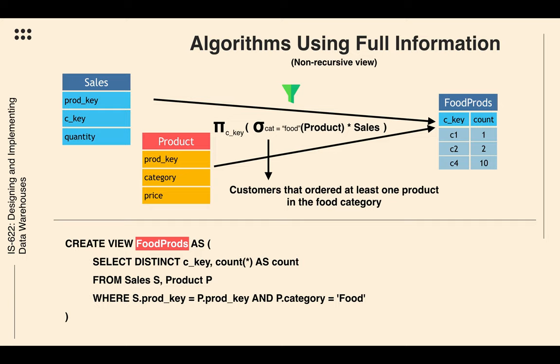from sales and product, where first of all we make a join. This is the normal join; as you remember, this is an inner join. So we check the product key. If the product key is the same, and if the category is food, then we count the number of instances, and then we store that instance in the food prods table for each of our customers.